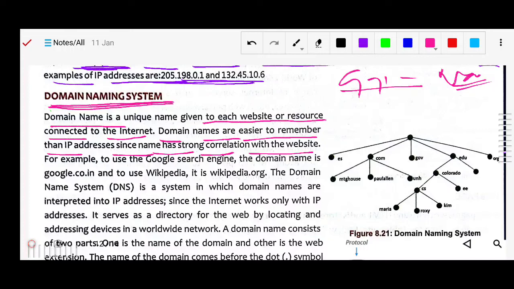For example, to use the Google search engine, the domain name is google.co.in. To use Wikipedia, there is wikipedia.org. The domain name system is a system in which domain names are interpreted into IP addresses. Since the internet works with IP addresses, it serves as a directory for the web by locating and addressing devices in the worldwide network.